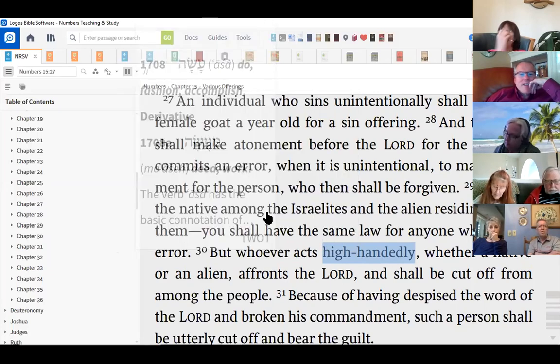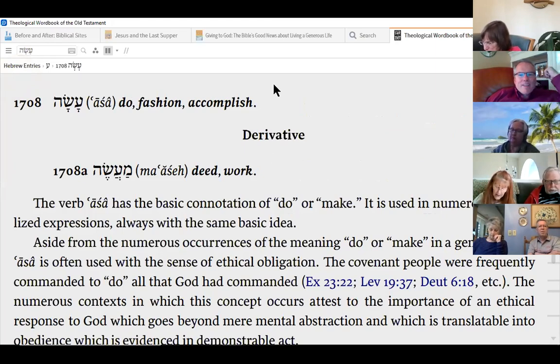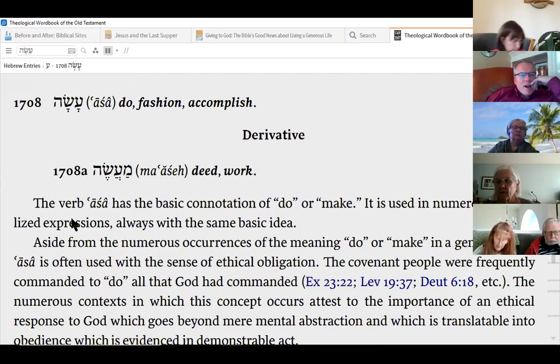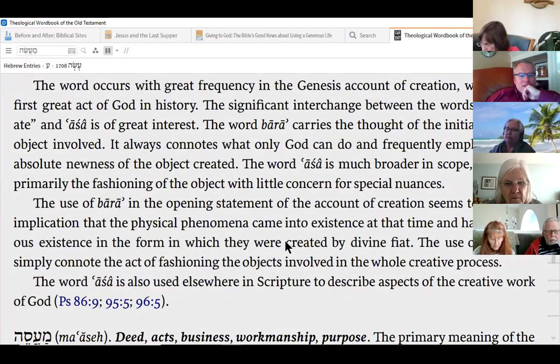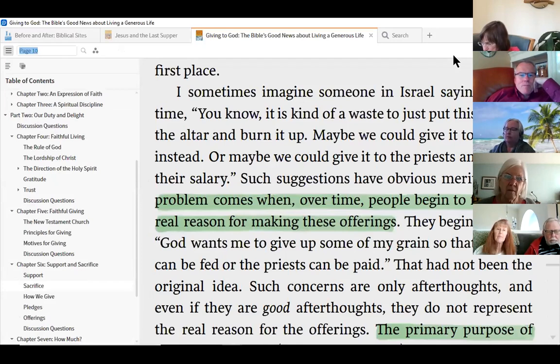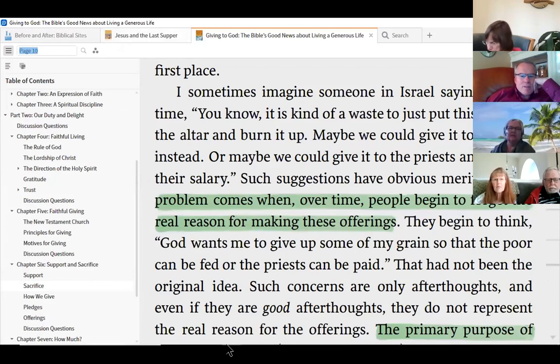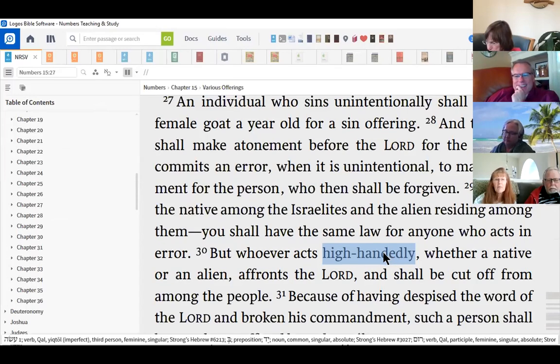Let's see. High-handed. With a high hand. Yeah, high-handed, mine says. Here, I've got you guys on the side. I got to put you up top here so I can read this. The verb asa has the basic connotation of do or make. It's used numerous. So interesting. Okay, that might be just one of the words there in the high-handed thing. Oh, mine says defiantly. Okay, yeah. Interesting. If I had more time, I'd love to dig down into that word a little bit.